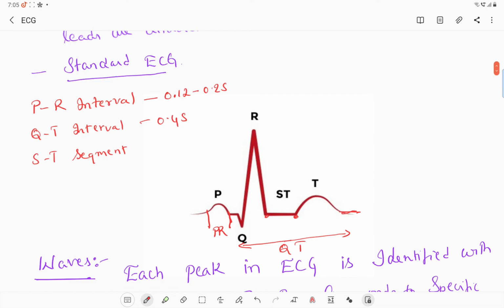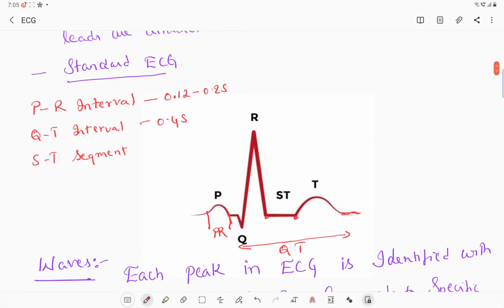Right. Let us see here. During the PR interval, what is happening? During the PR interval, the atria contract and begin to relax. So at the end of the PR interval, the ventricle begins to depolarize. Then what about the QT interval? The QT interval extends from the beginning of the QRS complex to the end of the T wave, and it represents the length of time required for ventricular depolarization.